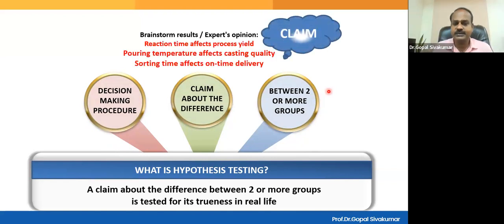Look here, a lot of statements. Now please tell me, are all these statements null or alternate? You see here, after brainstorming, your experts are telling like this. Reaction time affects the process yield. Is it null or alternate?